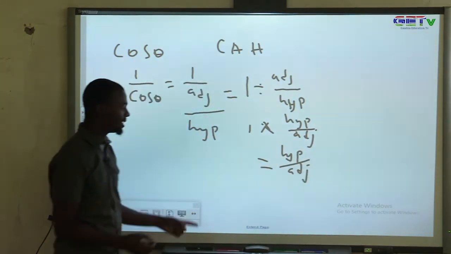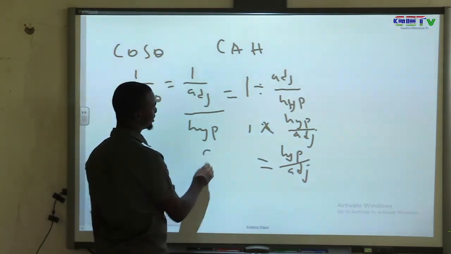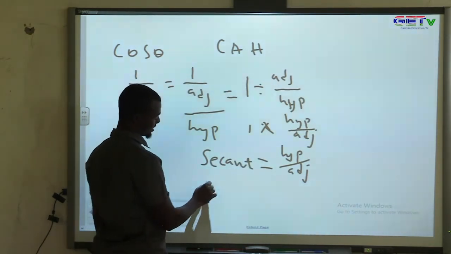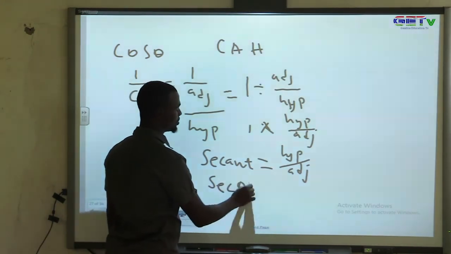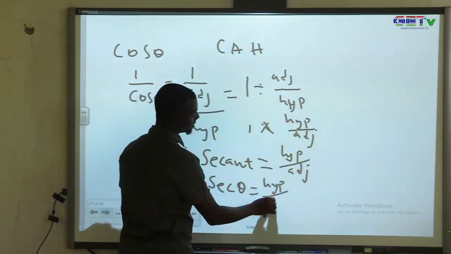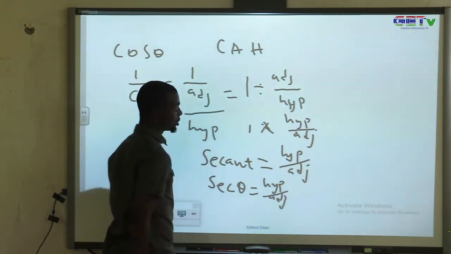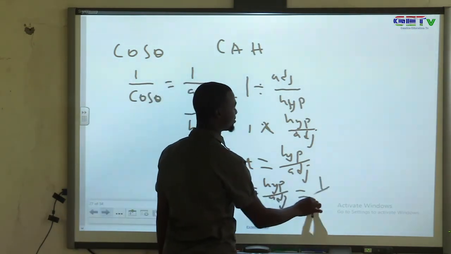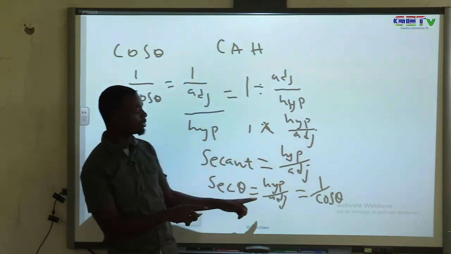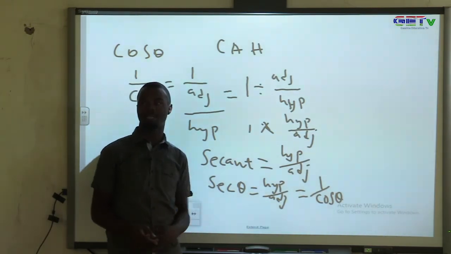And this also has a name, the reciprocal of cos. It has a name called secant, and the short form of writing secant is sec. So sec theta is equal to hypotenuse over adjacent. So this is the same as 1 over cos theta. Sec theta is equal to hypotenuse over adjacent. That is the reciprocal of cos, which is the same as 1 over cos theta.